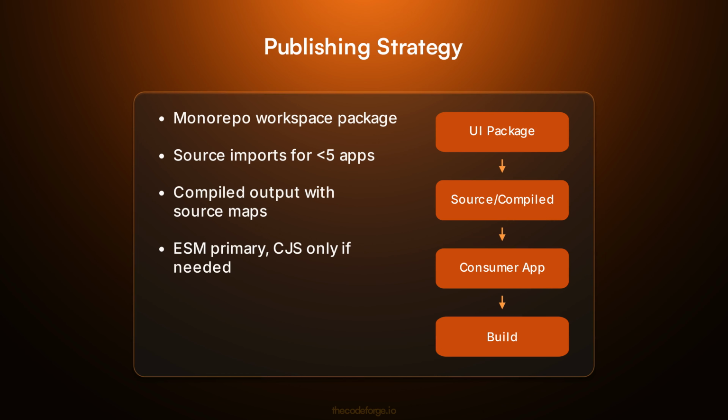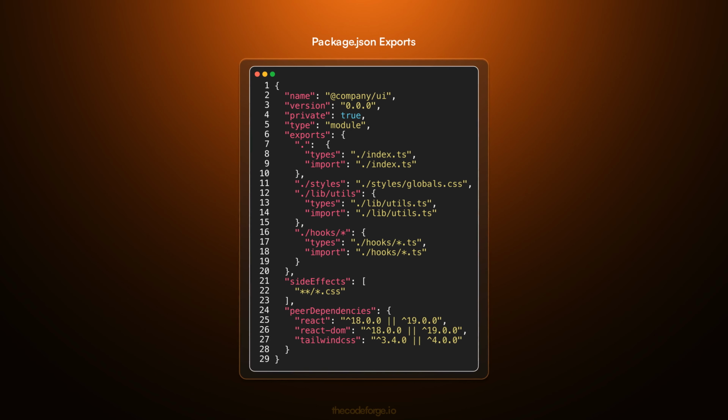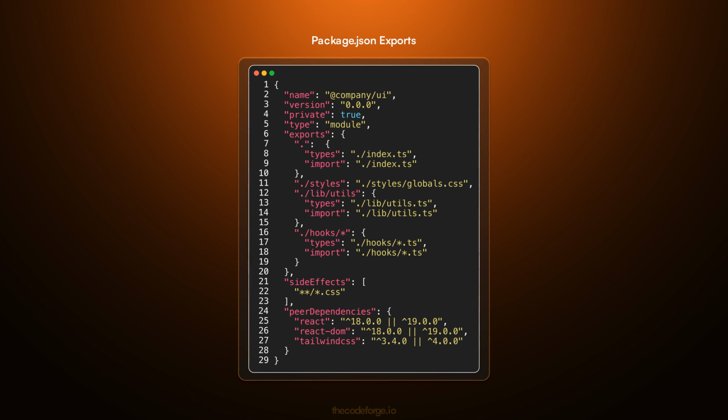The most common deployment pattern is an internal monorepo package. For fewer than 5 apps, use source imports. For larger scale, compile with tsup and publish ESM as the primary format. The package.json exports field maps entry points.